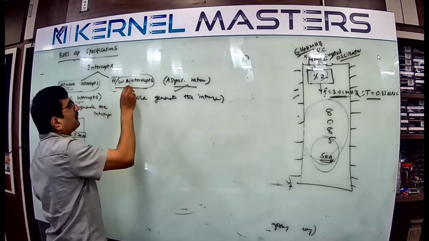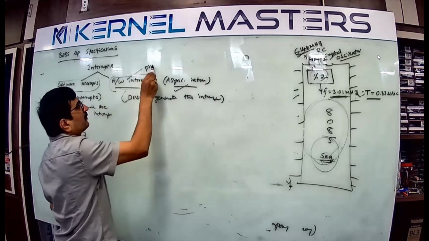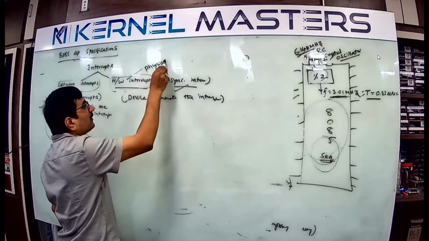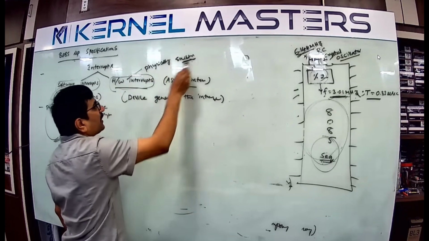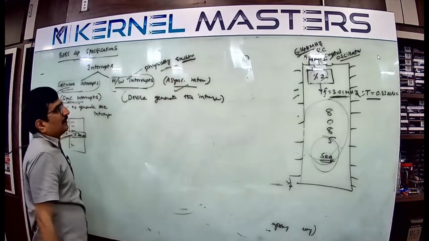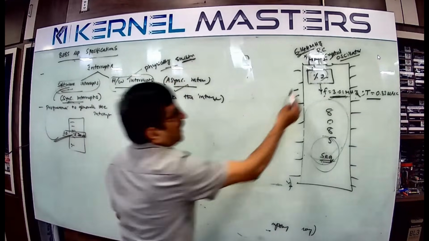Every hardware interrupt physically exists. You can see the hardware interrupt physically. A software interrupt you can't see. It's physically existing on your hardware. See, now there is an IC.